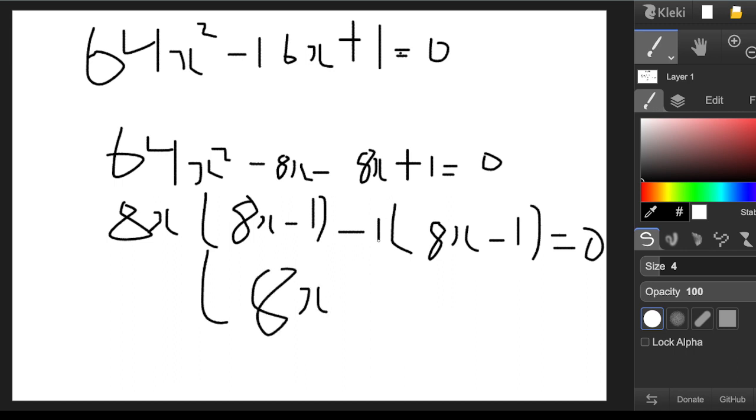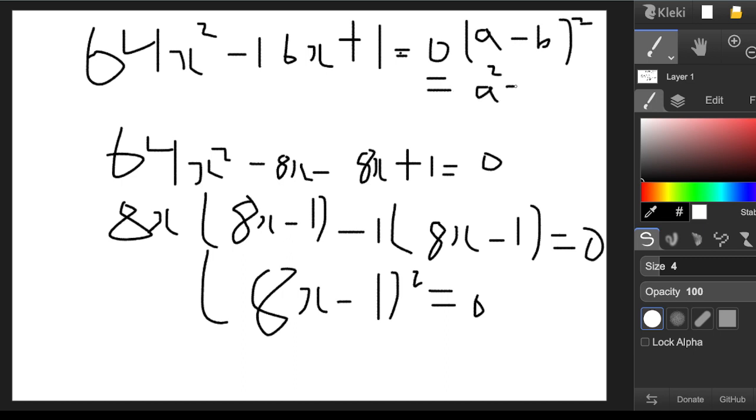You can think of this as a 1 there. And that equals 0. And this is nothing but, if you know the equation, of course, a minus b the whole squared equation. Basically this equals a squared minus 2ab plus b squared.